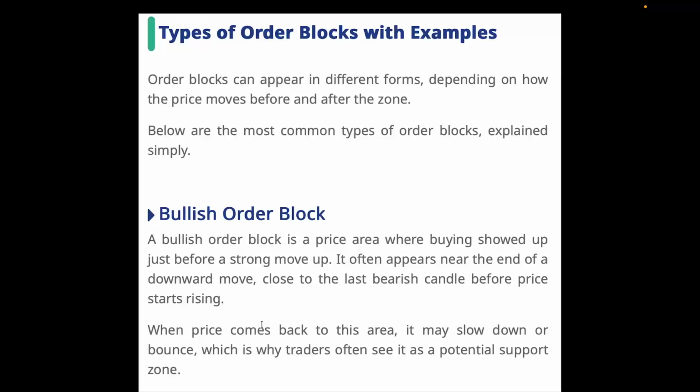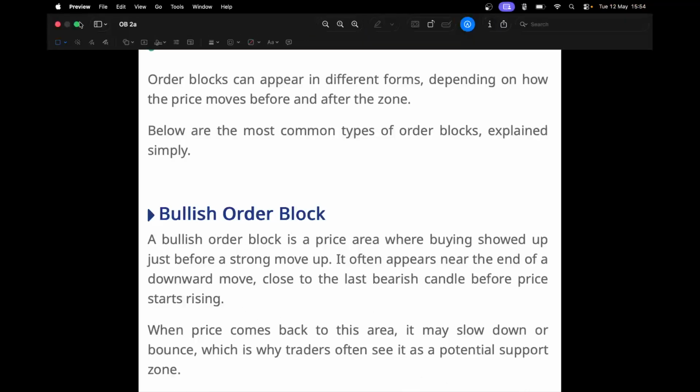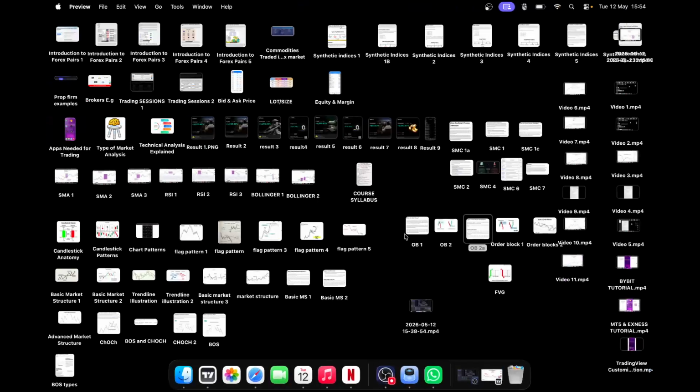Let's say, for instance, the market is buying to the upside and it did an impulsive move to the upside. Before it did that impulsive move, it will have created a small red candle down. So when the market is now coming back to that place, the market will bounce back up. That's why traders often should see this particular bullish order block as a what? As a potential support zone. What do we use support for? To long the market back up. Do you understand now? Do you get me?